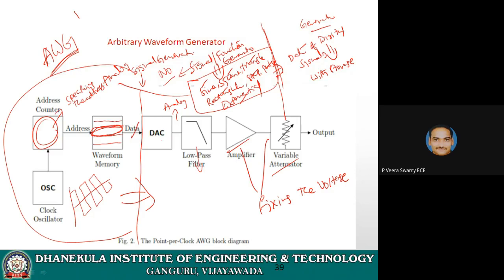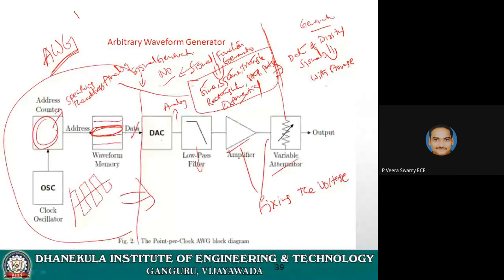Fixing the voltage. So here, simple here. Here we discussed the need for the AWG, and how to generate a signal by using one clock. Here we specify the address, and according to the address, the waveform is stored in a particular memory. Then this is nothing but data. Of course, this block diagram states our AWG.